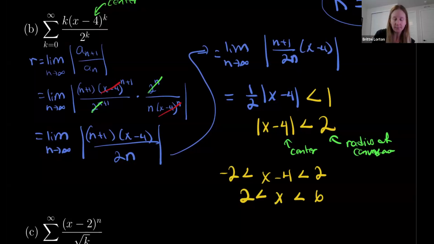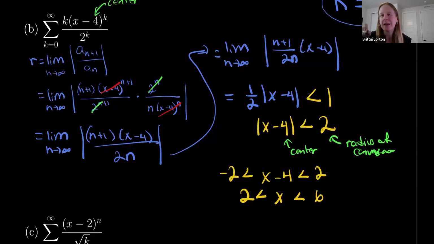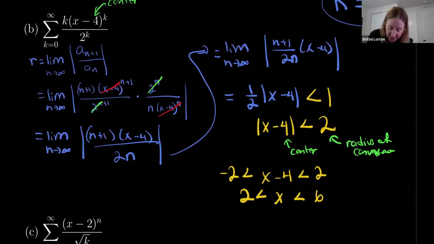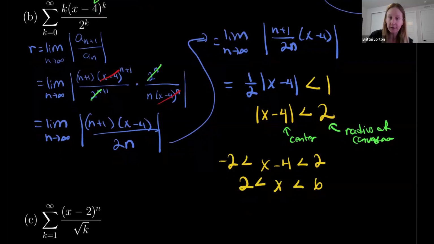Great, fantastic, we're not done, because this is making my ratio test less than 1. That converges, fantastic. Remember when the ratio test was inconclusive? If the answer to your limit is equal to 1, you have to find a different test. So we have to find a different test for both endpoints.